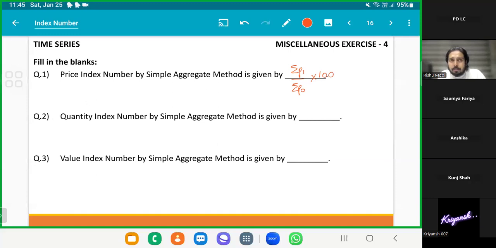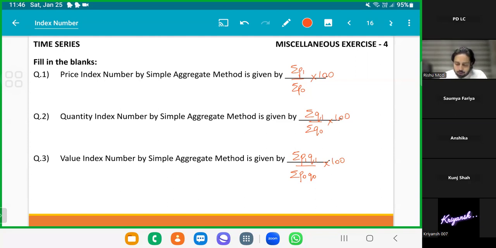Quantity index number by simple aggregative method. Same logic, quantity index number, you will have summation Q1 upon summation Q0 into 100. Then comes value index number using simple aggregative methods. So it is P1 Q1 total upon P0 Q0 total into 100. So the first three answers, normal simple aggregative formula. Simple aggregative means you are finding the addition of all the things and then dividing that part.